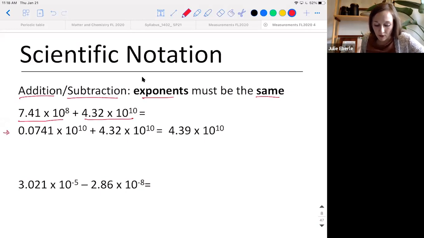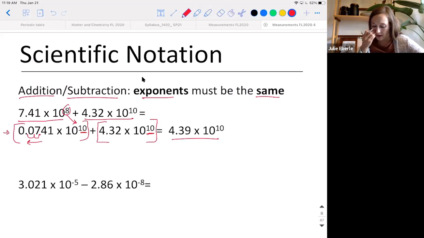They took the first number. We want the exponent to increase from 8 to 10. So we're going to move the decimal 2 places to the left on this number. It was right here, and they moved it 1, 2 places to the left, and that increased the exponent from an 8 to a 10. Now the exponent here matches the exponent over here. So you literally just put the numbers in your calculator, 0.0741. I would put these in parentheses, by the way, if you're doing it in your calculator. And you'll add those, and you will get this answer. And you have to make sure, again, that it's a number between 1 and 10. 4.39 is. So you're done. You have your final answer.